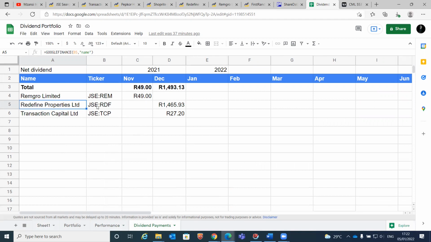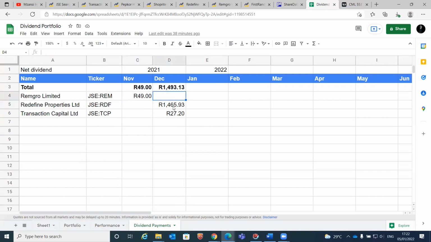So for Redefine, they just paid that full 60 cents per share. You didn't have to subtract that 12 cents. But remember, you still owe SARS that 12 cents per share. So the dividends that we received in 2021 in November, we just received a marginal 49 rand dividend, but money is money. Yeah, we would like to receive more than that, but that's what we received.